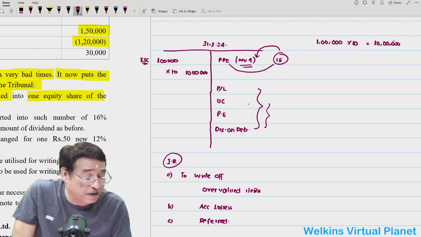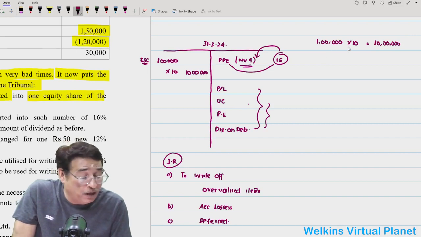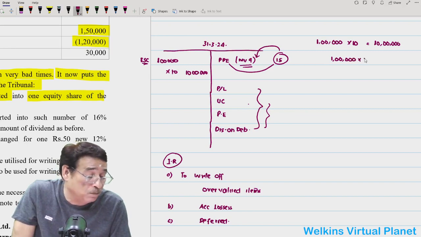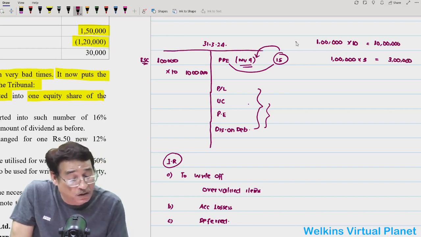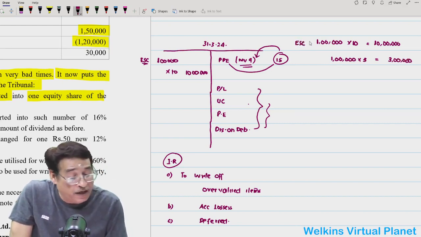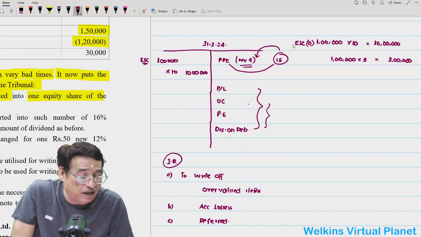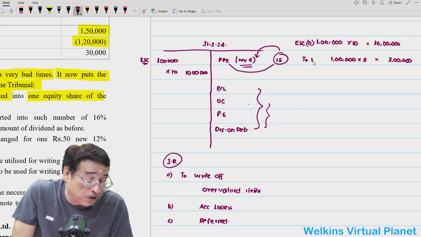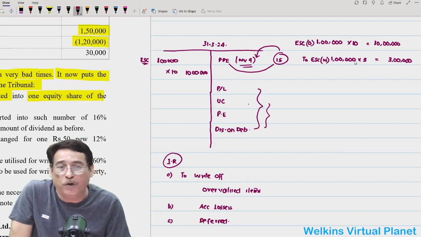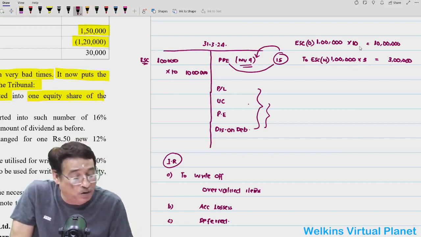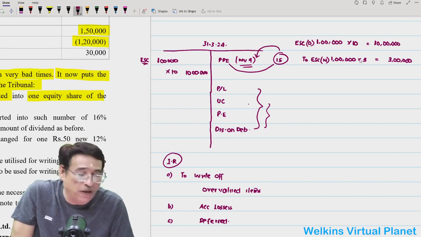Now suppose the directors of this company tell the shareholders, we are converting your equity shares from 10 to 3 only. So I will pass an entry like this. Old equity share capital is 1 lakh shares of 10 each. I will cancel it out. It is a credit balance. I will debit it. And then I will write 'to new equity share capital account'. The new equity share capital account will be 1 lakh shares of 3, because we have asked the shareholders that we are going to convert your share from 10 to 3.